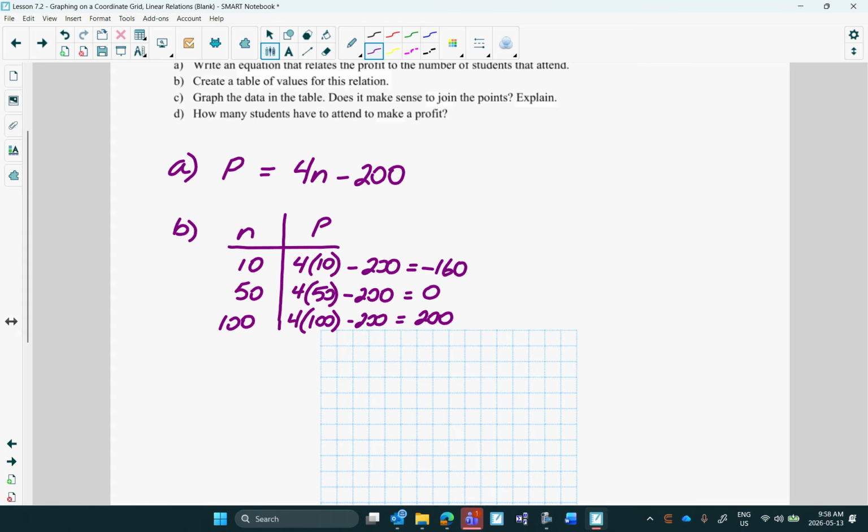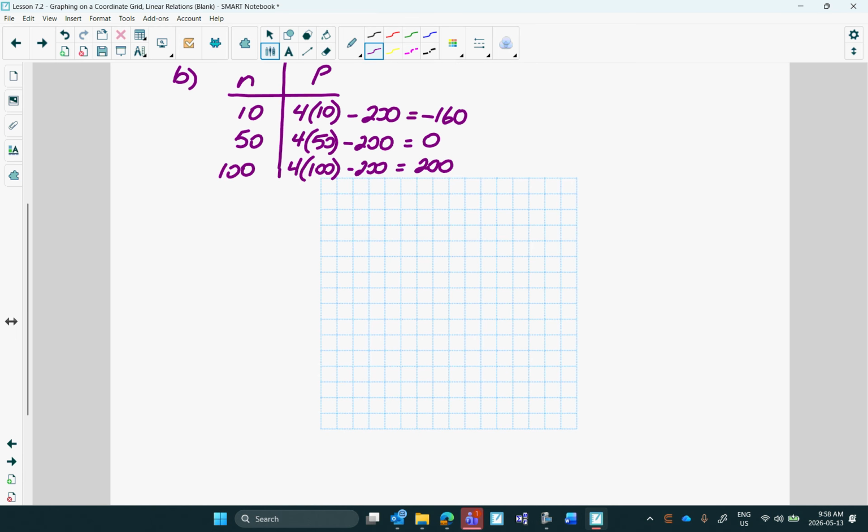So we've got to graph these. But notice this time, remember in the previous problems, we only had to draw quadrant 1. But because we've got some negatives now, we have to draw our graph like this. Because we can go down into the negatives, can't we? So this is the profit. This is the number of students. I'll put them on the outside, just so they're clear to see.